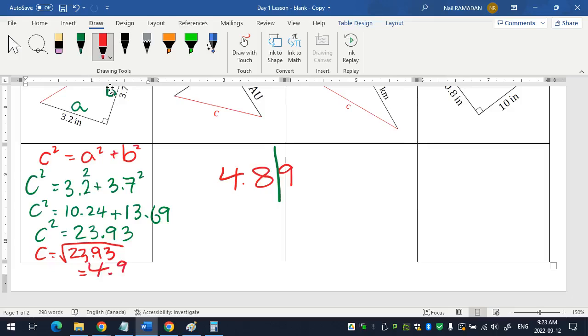So 4.9. What's the unit here? Apparently, this triangle is measured in what unit? Inches. So you just write IN. Full marks. That's it.